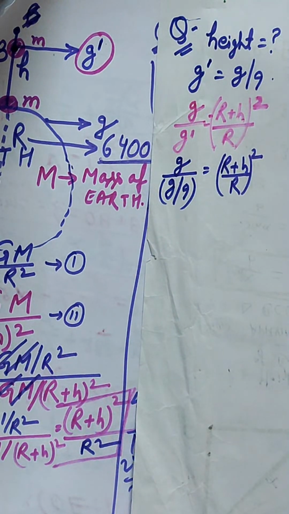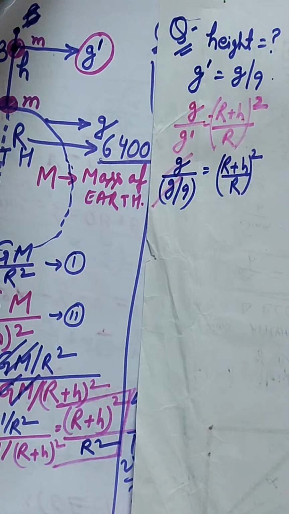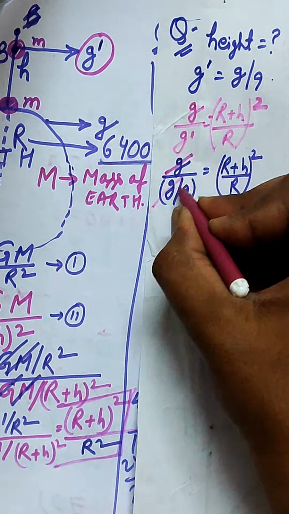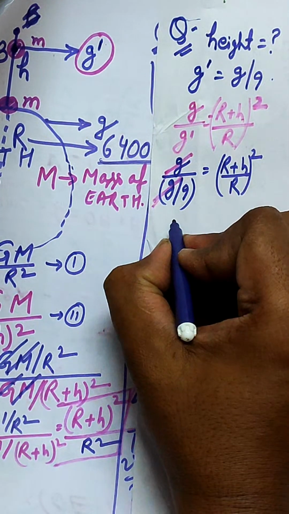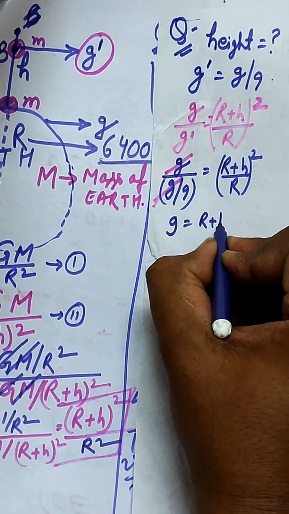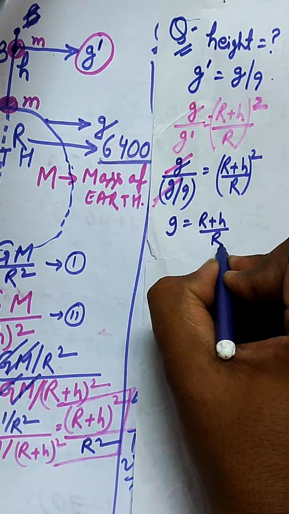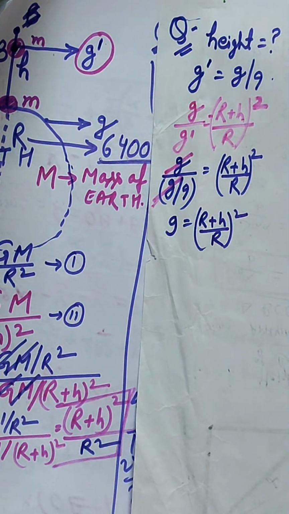Then you can see here g and g will cancel out, and you are left with 9 in the numerator. So 9 will be equal to (R plus h) by R whole square. Now do one thing, take a square root on both sides of the equation.